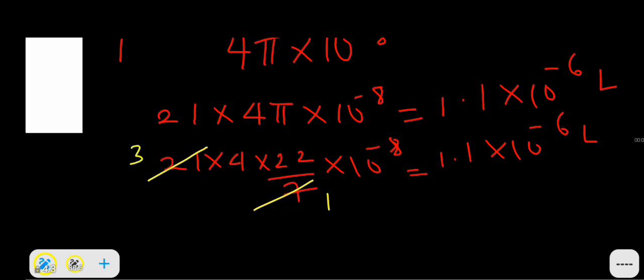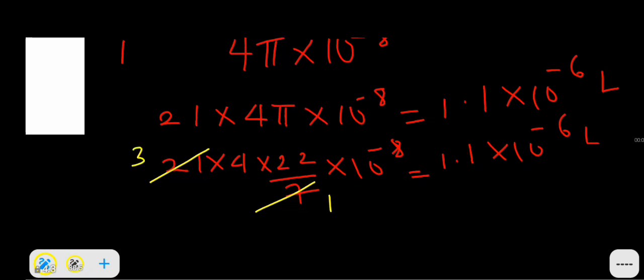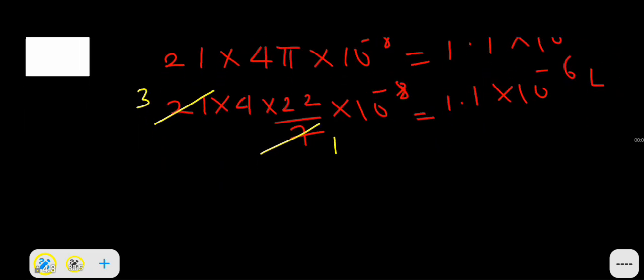Okay, so here you have 3 times 4 times 22. That's what you have here. 3 times 4 times 22. So 3 times 4 is 12, right? So I can just write 12 times 22 times 10 to the power minus 8. Then let me put what I have on the right hand side.